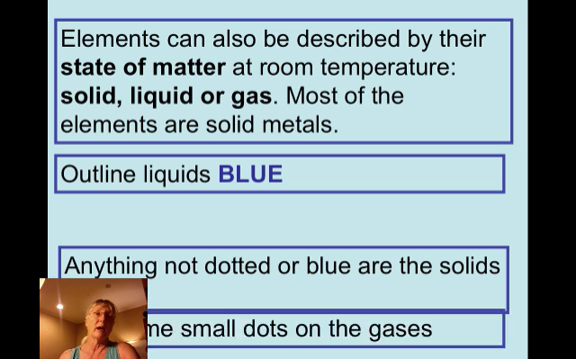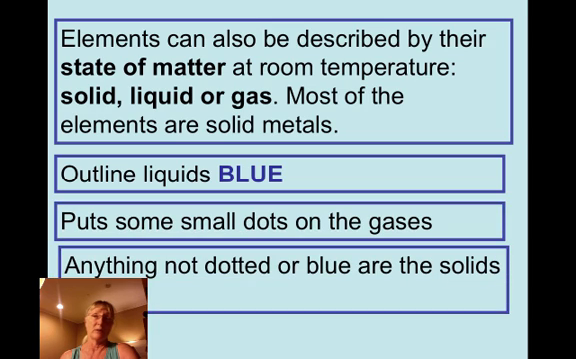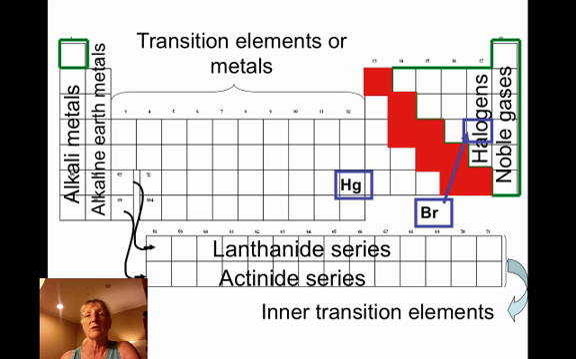Obviously, we could have gaseous elements. You're breathing some right now if you're alive. So we're going to put some very small dots. Maybe you can also lightly shade it in if you just have a pencil and like to do that, on all the elements that are gases. When we're done, if you're not outlined in blue and you don't have some little dots on you, then you have to be a solid. And most of the elements on the periodic table and in the universe are solids.